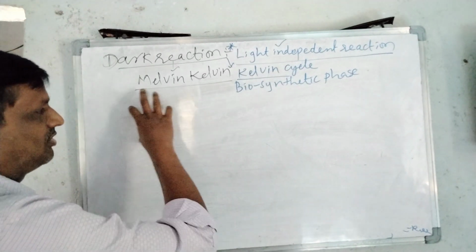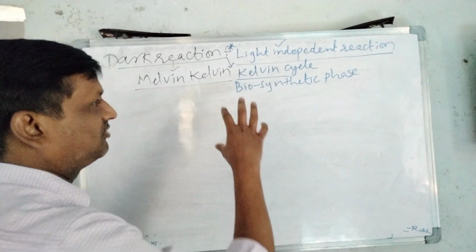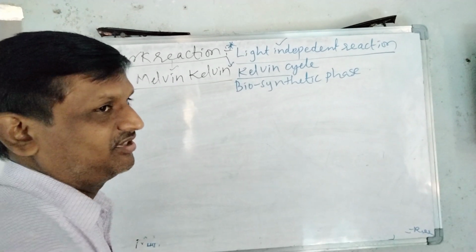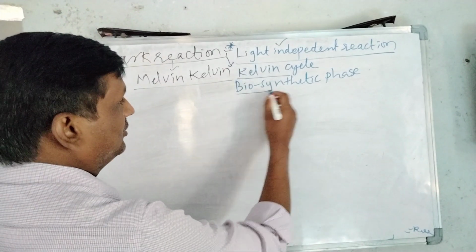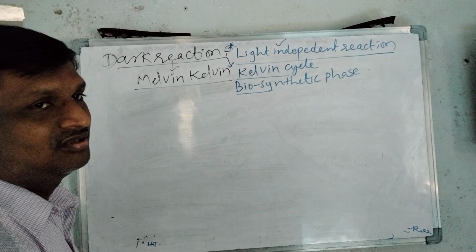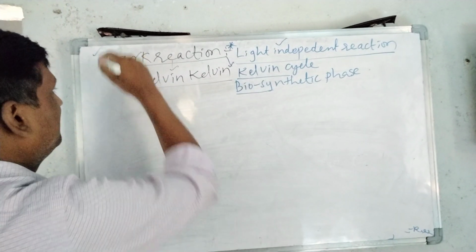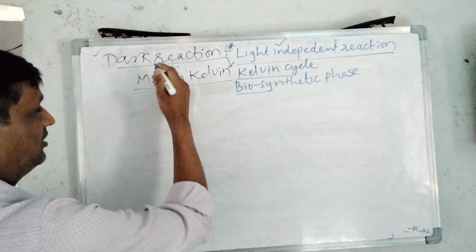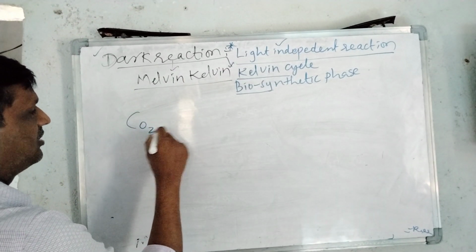So because the carbohydrates or food materials are formed in this process, it is called the biosynthetic phase. Next, these are some similar names: light independent reaction, Kelvin cycle, biosynthetic phase, dark reaction. These are all the different names which are equal to the dark reaction. Next, in the dark reaction, directly here, carbon dioxide.